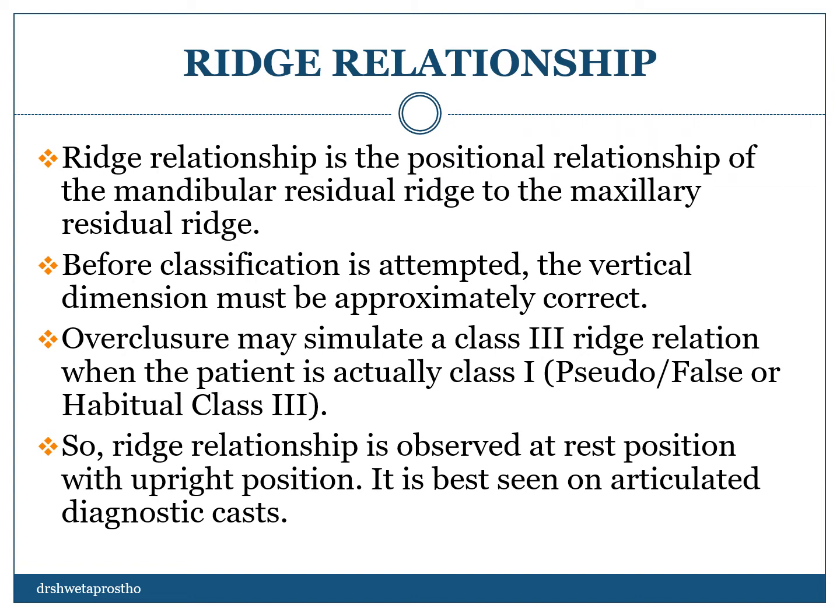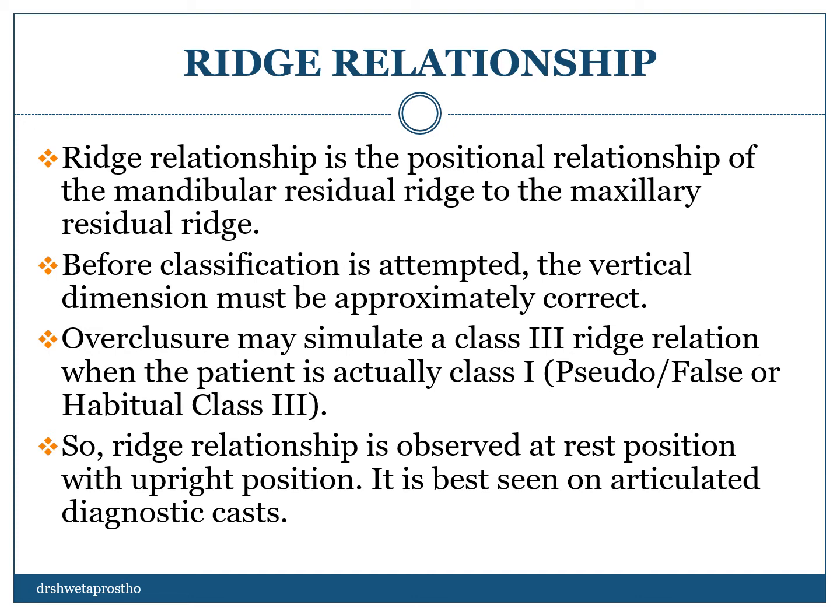Ridge relationship. Again, a very important point to be noted. It is the positional relationship of the mandibular ridge to the maxillary ridge. The first step to record the ridge relation is vertical dimension at occlusion, because the overclosure, that is the absence of the teeth, simulates a class 3 ridge relation when the patient is actually a class 1. This is called pseudo or false or habitual class 3 ridge relation.